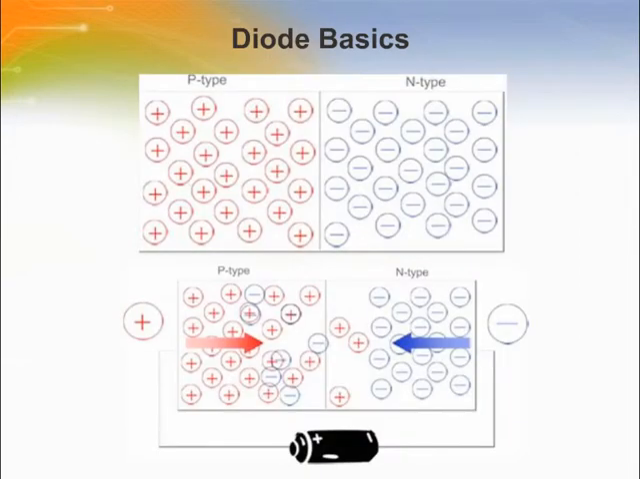As we said, the heart of an LED is the diode, which comprises a section of N-type and a section of P-type semiconductor material bonded together. N-type material has extra negatively charged particles called electrons, while the P-type material has extra positively charged particles called holes.